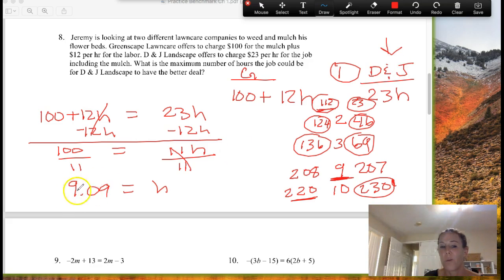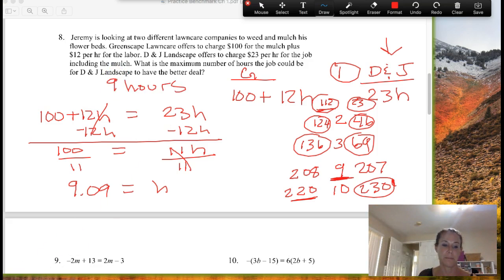So at this point, where do you round up or down? You round down, because it says what's the max number of hours the job could be for D and J to have a better deal. At 9 hours, it's $1 cheaper. At 10 hours, that's when it starts getting more expensive. So we're going to say at 9 hours.